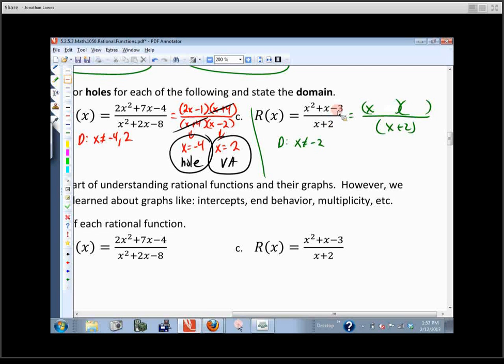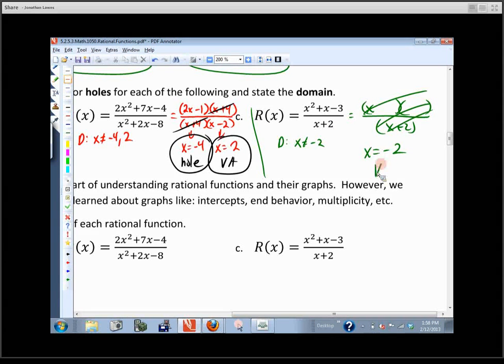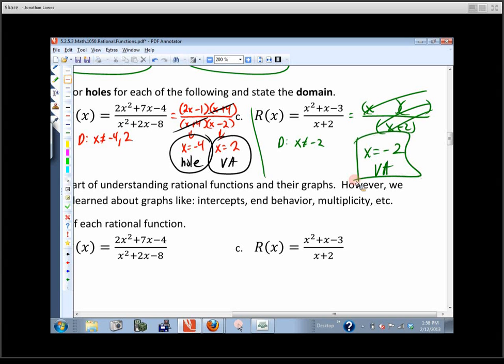Multiply to be negative 3, combined to be positive 1. It doesn't factor. Okay? So because it doesn't factor, is there any way that this is going to cancel? It's not going to cancel, so what happens at x equals negative 2? Vertical asymptote.